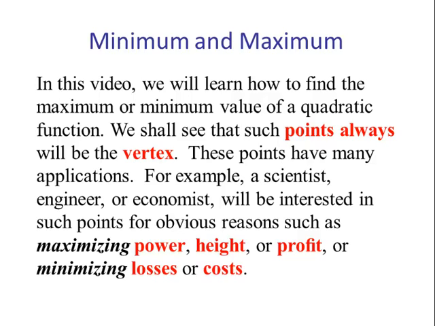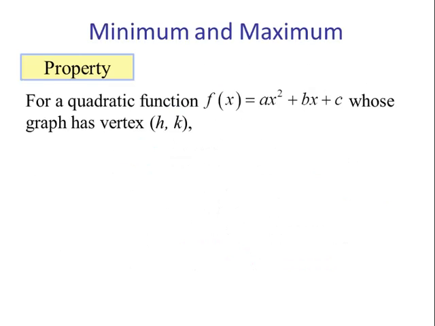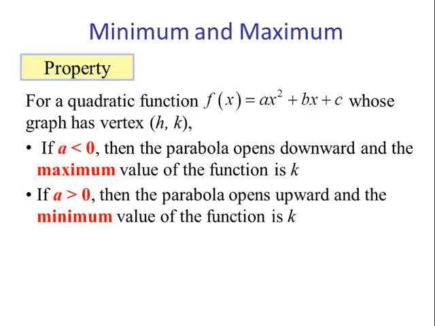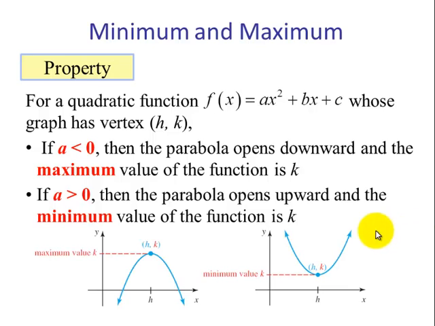So our first step is to see, will a quadratic have a minimum or will it have a maximum? Property: for a quadratic function, f of x equals ax squared plus bx plus c, whose graph has a vertex h comma k. If a is less than 0, a negative number, then the parabola opens downward and the maximum value of the function is k. If a is greater than 0, a positive number, then the parabola opens upward and the minimum value of the function is k. Let's look at the visual.